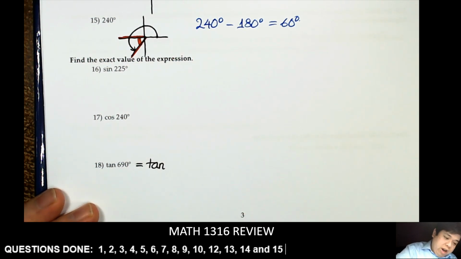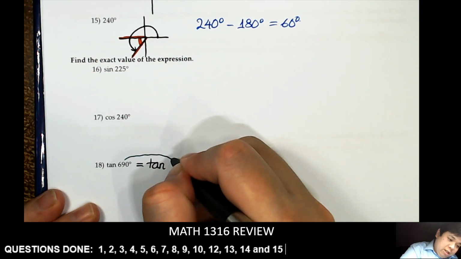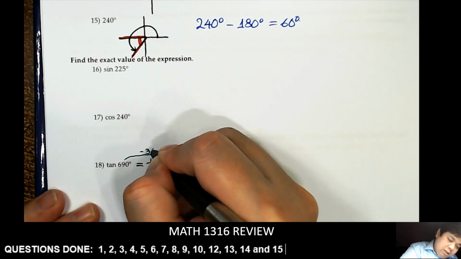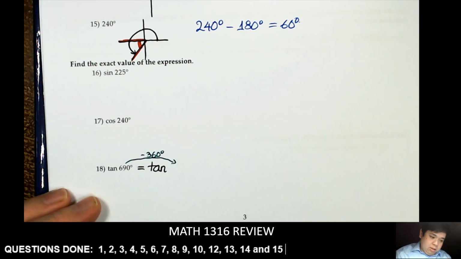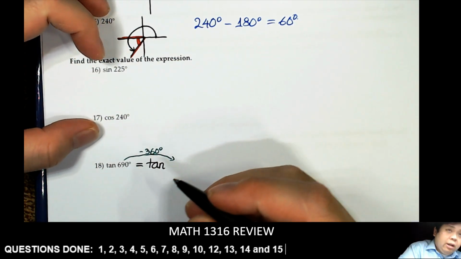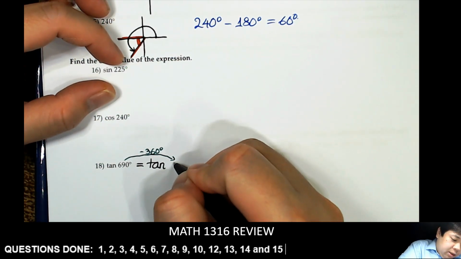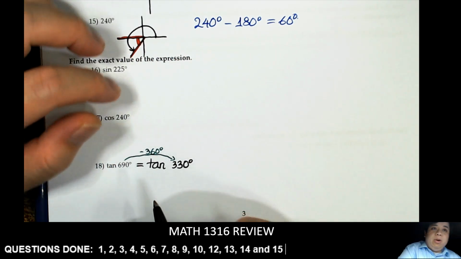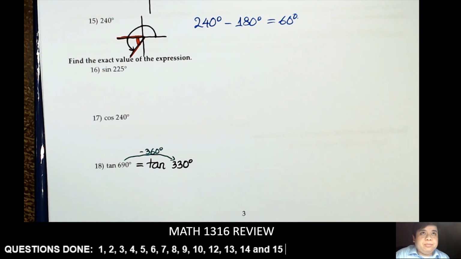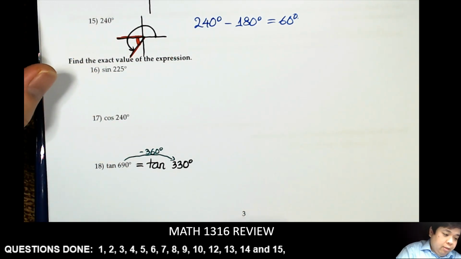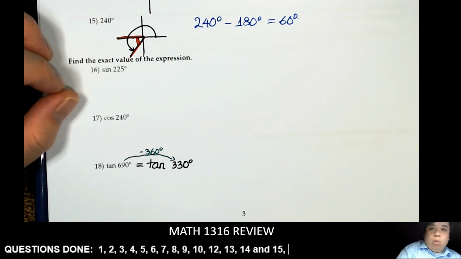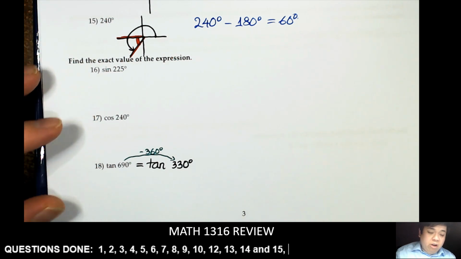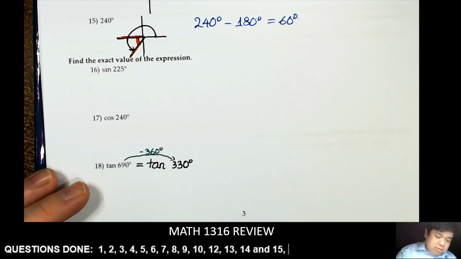If we subtract 360 degrees, we have 330 degrees. That is a coterminal angle. The value should be the same. Next, we need to determine two things, the reference angle and then the sign.